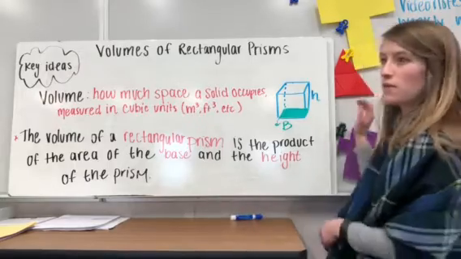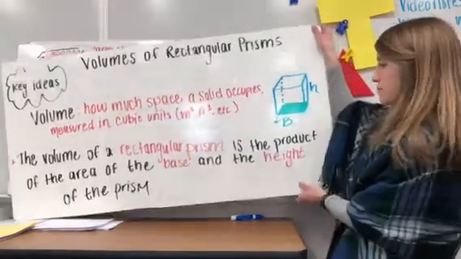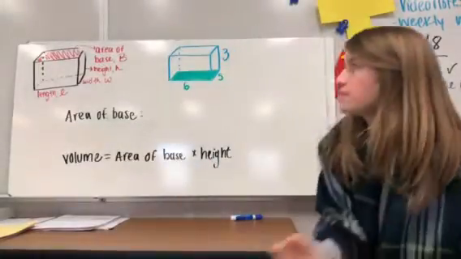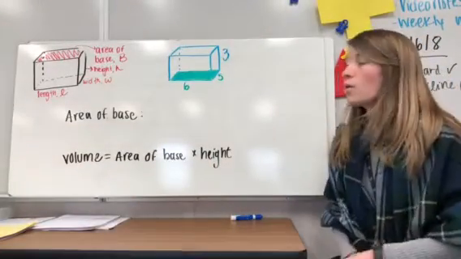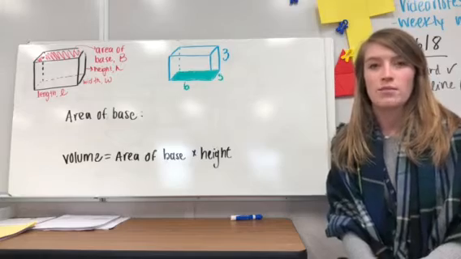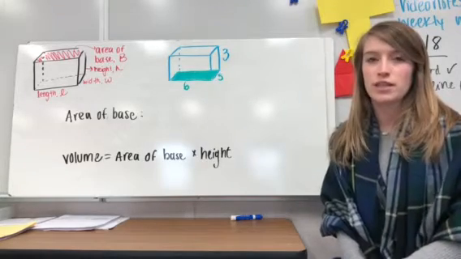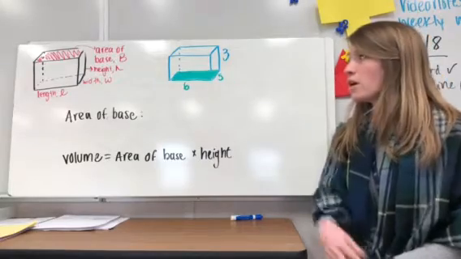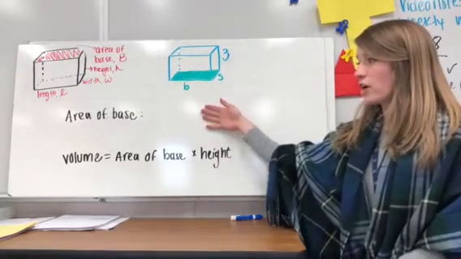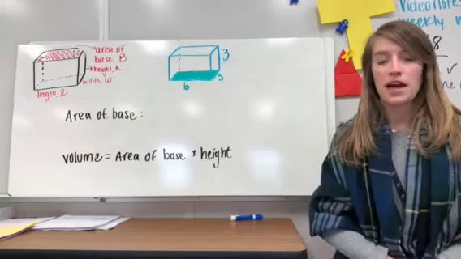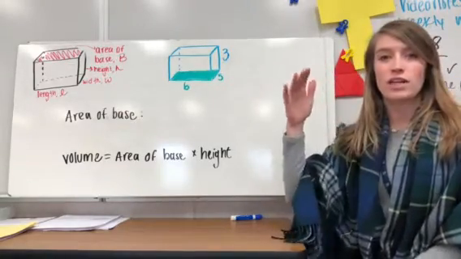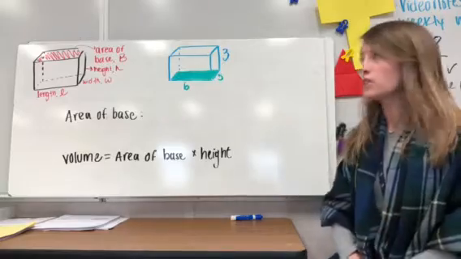Let's look at this a little bit further. When we think about volume, another way to think about it is how many cubic units it would take me to build this shape or fill this shape. By taking the area of the base and multiplying it by the height, we think about how many layers of the base it would take to fill this figure.